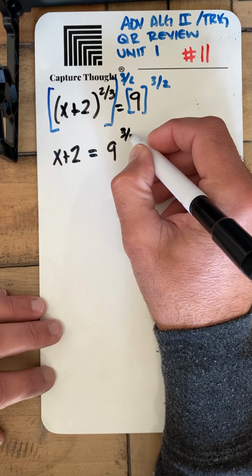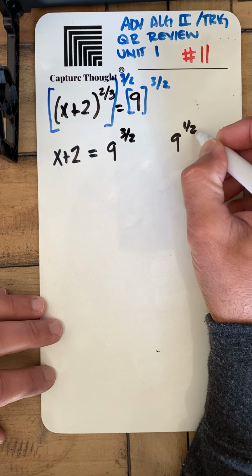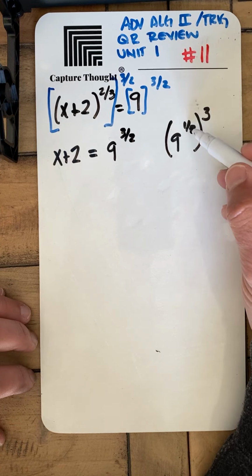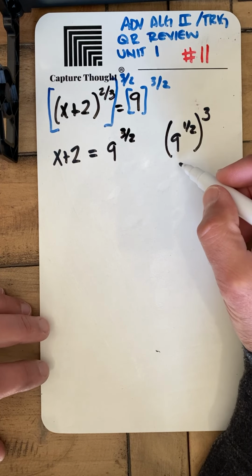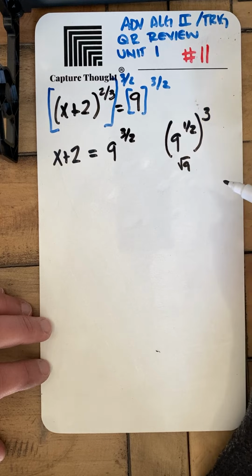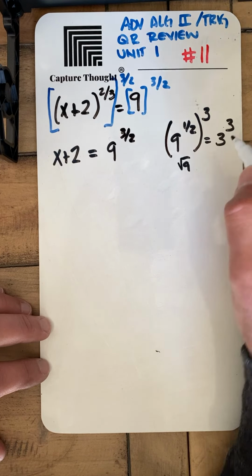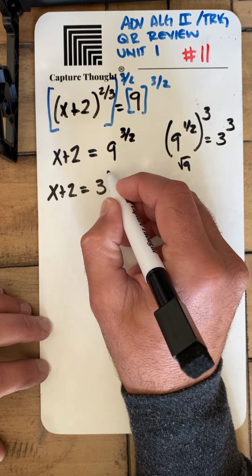9 to the 3/2. Now, in case you forgot how to do this, this is the same thing as 9 to the 1/2, all to the 3rd power. 3/2, when you raise a power to a power, you multiply. Now 9 to the 1/2 is the same thing as the square root of 9. So that number is 3. So really, this is just 3 cubed. So now I'm going to have x plus 2 is equal to 3 cubed.